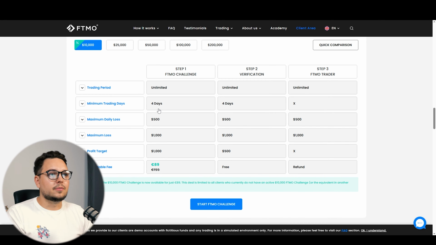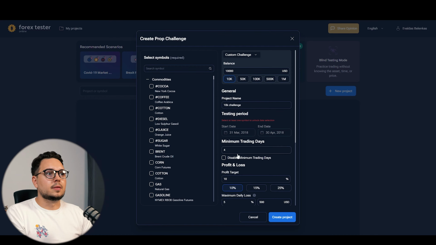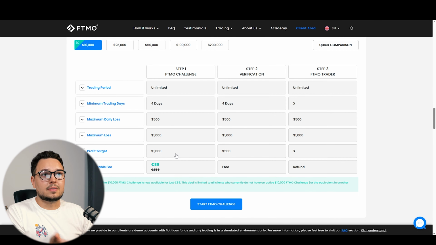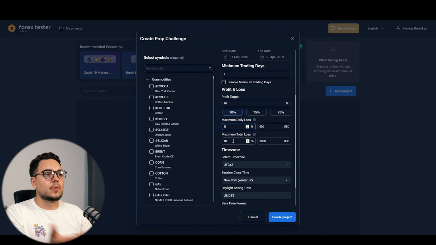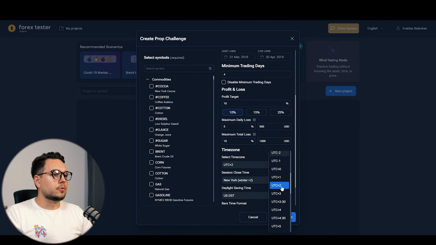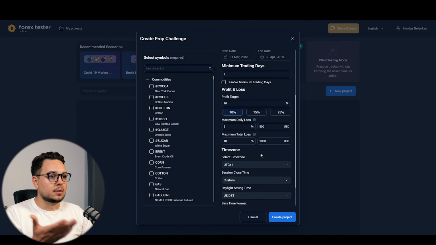So if we have a look at FTMO, it says 4 days minimum trading days. That's what we want to put in our Forex Tester. Profit target is 1,000 for a $10,000 account, which is 10%. Max daily loss 5%. Maximum total loss 10% as well. Select your time zone so the candlesticks match perfectly with where you are trading.